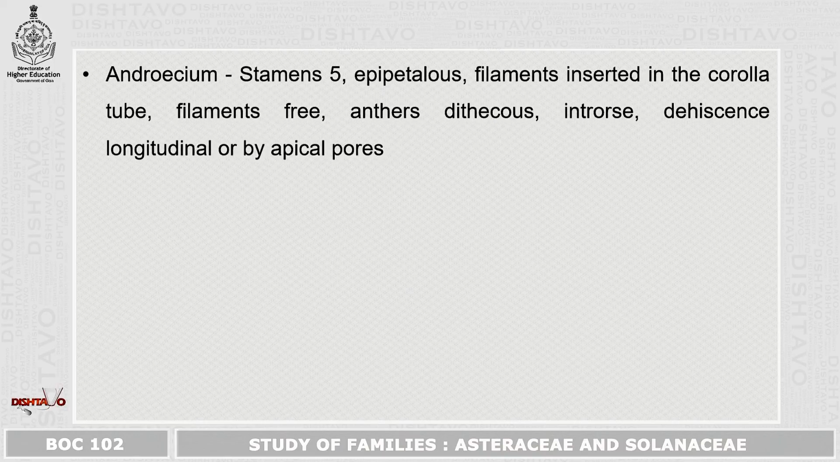Androecium consists of 5 stamens which are epipetalous and the filaments are inserted in the corolla tube. Filaments are free. Anthers dithecous, introrse. Dehiscence is longitudinal or by means of apical pores.